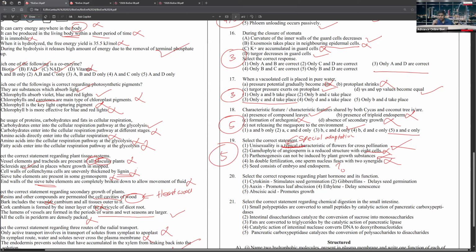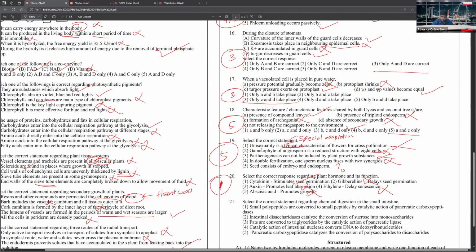Question number 20, select the correct response regarding plant hormone and its function. Cytokinin seed germination, okay. Gibberellin delay seed germination, wrong. Auxin promote leaf abscission, no. Ethylene delay senescence, no. Abscisic acid promote growth, no. First one.